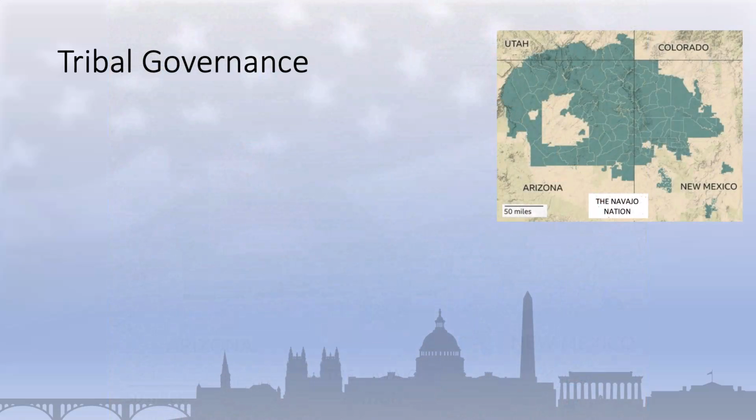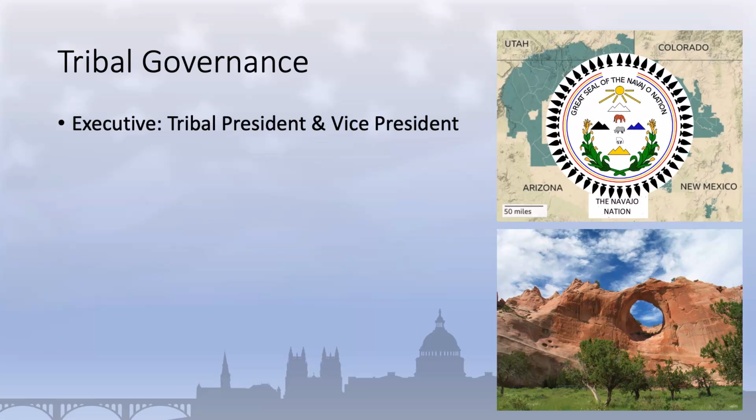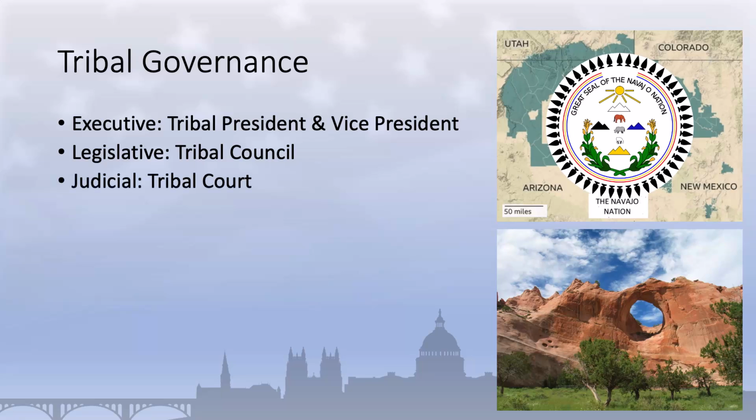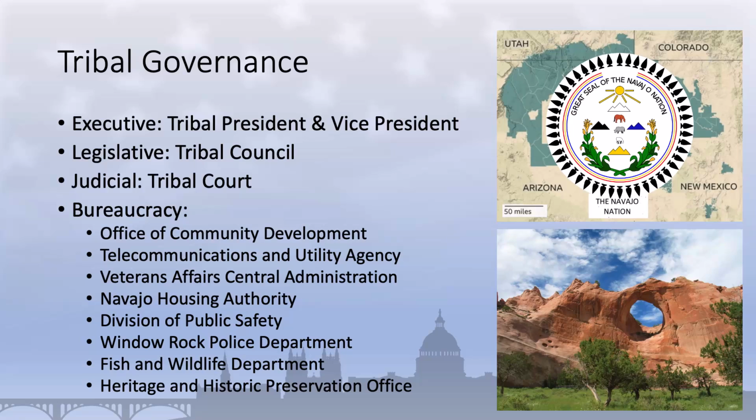At its capital, in Window Rock, the Navajo Nation has a system of government that has the same 3 branches of government as the U.S. government does: an executive branch in the form of a tribal president and vice president, a legislative branch in the form of a tribal council, and a judicial branch in the form of a tribal court. The Navajo Nation also has its own bureaucracy, with a number of services provided through the Office of Community Development, the Telecommunications and Utility Agency, the Veterans Affairs Central Administration, the Navajo Housing Authority, the Division of Public Safety, the Window Rock Police Department, the Fish and Wildlife Department, and many others.